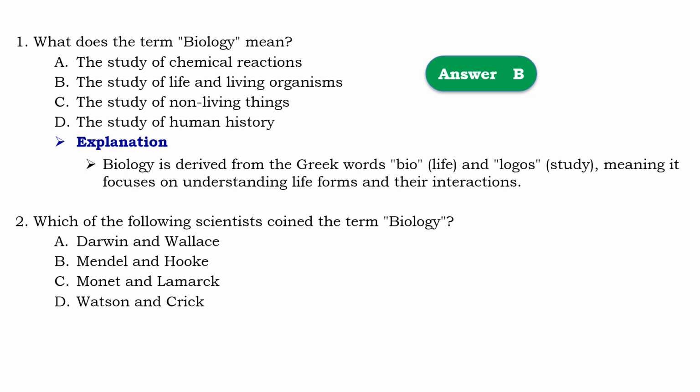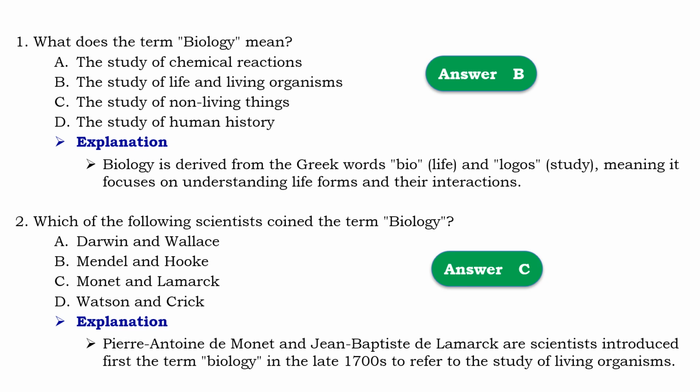Question number 2: which of the following scientists coined the term biology? So that should be C, Monet and Lamarck. It means that Antoine Monet and Jean-Baptiste de Lamarck are scientists who introduced the first term biology in the late 1700s to refer to the study of living organisms.